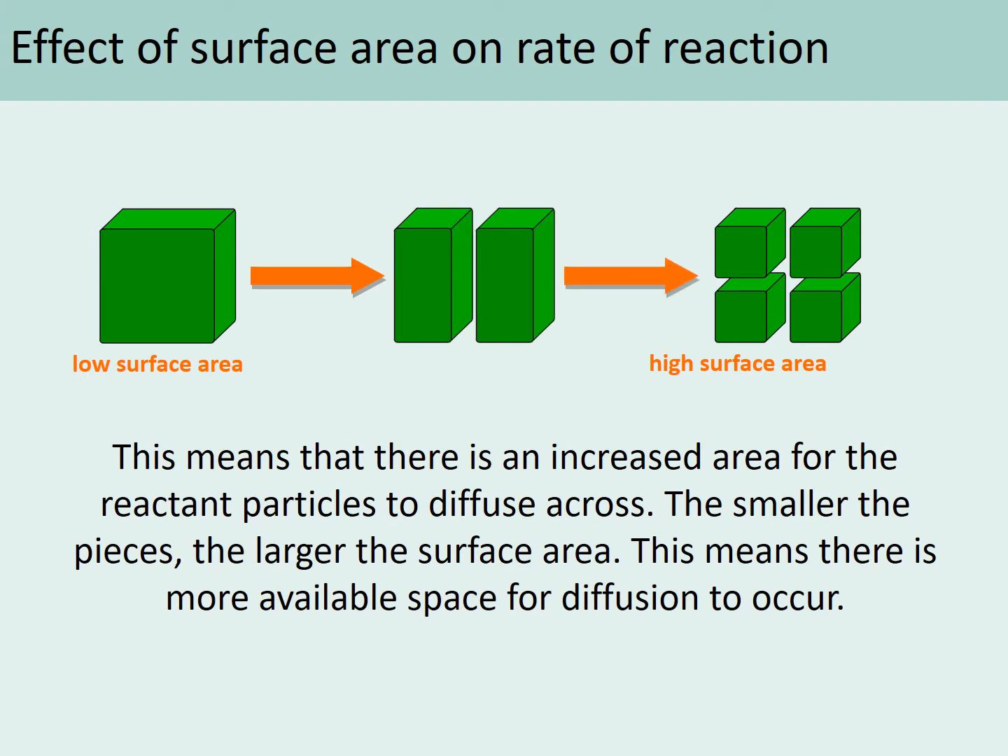Now, if you increase the surface area, the rate of diffusion will also increase. And that's because there's an increased area for the reactant particles to diffuse across. So the smaller the pieces, the larger the surface area. So if it's smaller pieces and there's a larger surface area, it means that there will be more diffusion. And this is important in some of the structures or some of the adaptations that we have in our bodies. So we have maximum amount of diffusion.